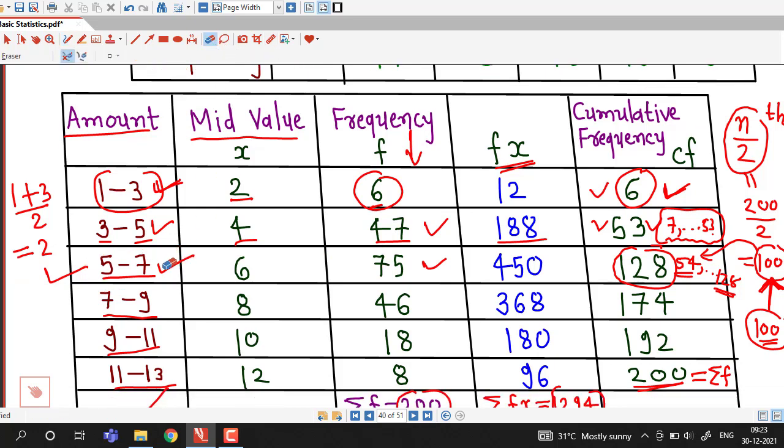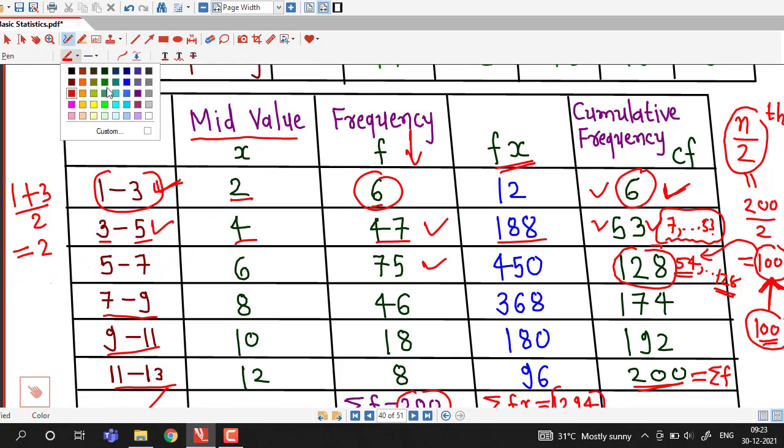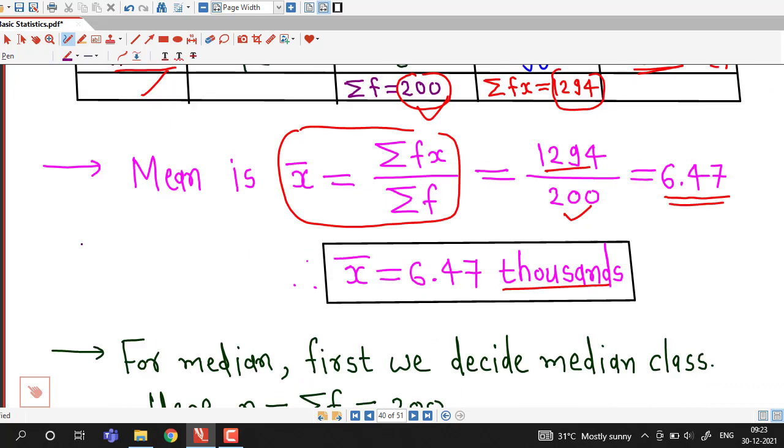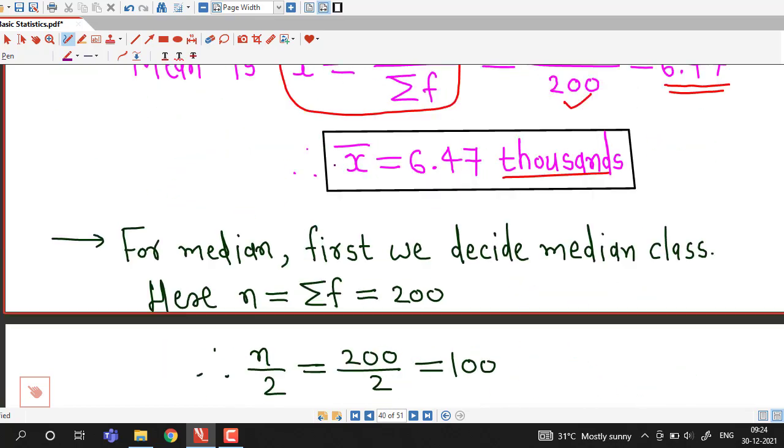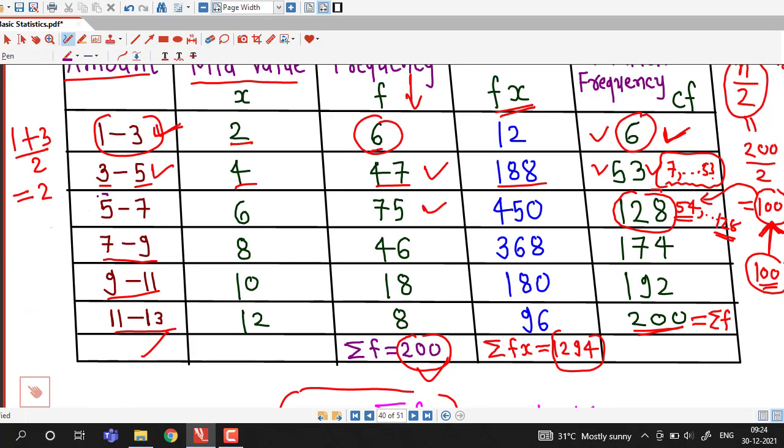Now once we have the median class, we have to decide certain quantities corresponding to that median class. So for example, if we recall the formula for median, it is L plus (n by 2 minus C) over F into H. So L means the lower limit of the median class. So here the median class is 5 to 7, so 5 is the value of L. Then we are interested in the value of F, which is the frequency of the median class. So the median class has frequency 75, so we will consider F equal to 75.